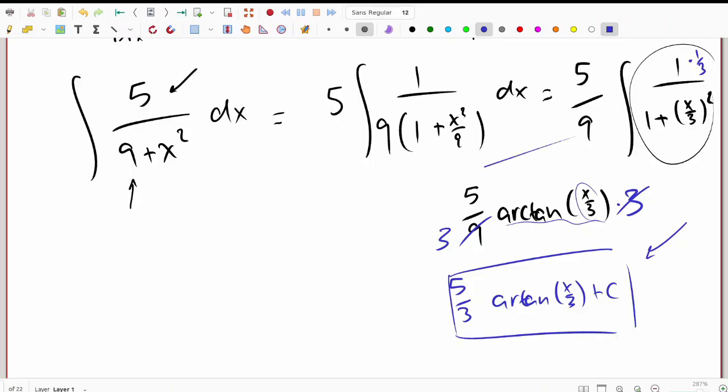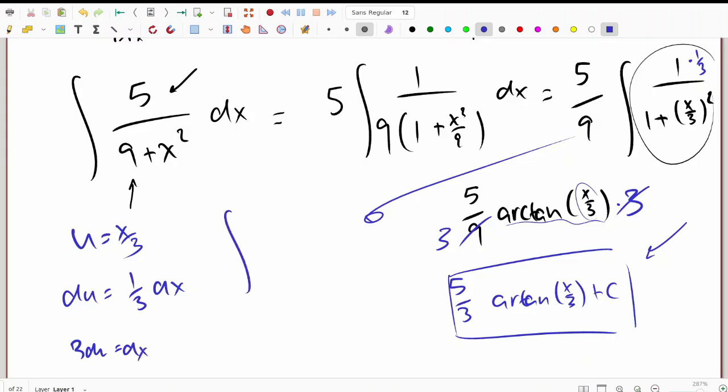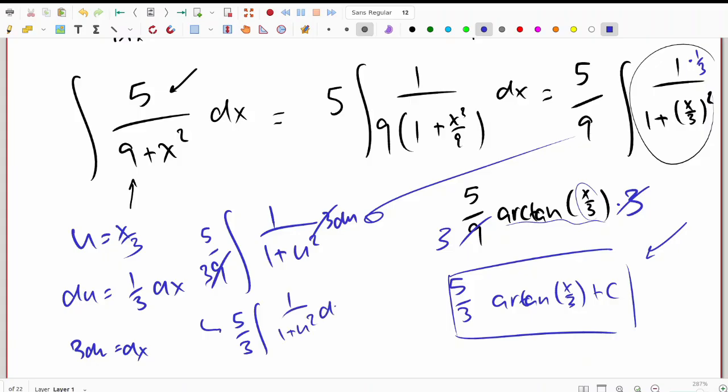So let's move this expression down here, and let's say that u is equal to x over 3. Therefore, du would be equal to 1 over 3 dx, and 3 du is equal to dx. Now, our integral can be rewritten as 1 over 1 plus u squared, and instead of dx, we're going to write 3 du. Now, this 5/9 is still here. This 9 is still going to simplify with this 3, and we're still going to get 5 over 3 integral of 1 over 1 plus u squared du, which is exactly 5 over 3 arctan u plus c.